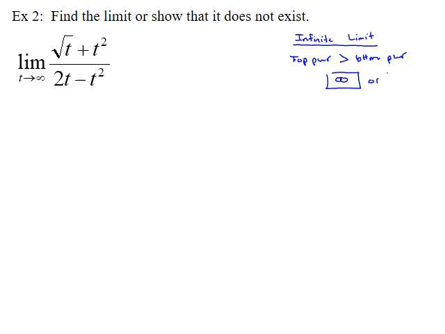Or I guess if you were doing a negative infinity limit, it could be negative infinity. It all depends on what limit you're doing in this case. So there's case number 1. If the top power is bigger than the bottom power, one of these two answers will be your choice.